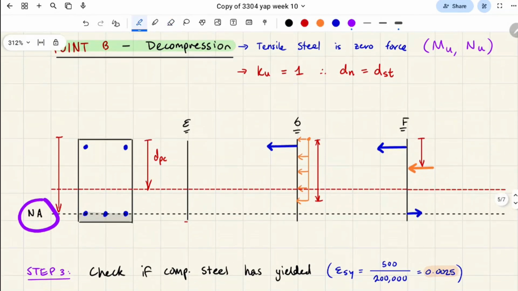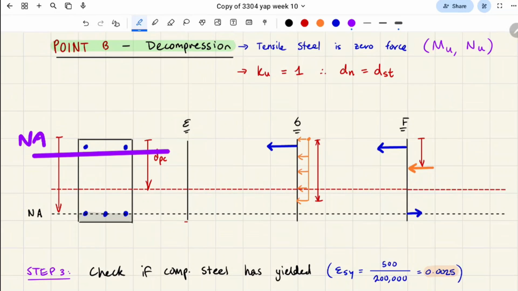Okay, Wilson, I've got a question for you. Normally the neutral axis is way up here, right? And then the strain diagram will look different. So what would the strain diagram look like for the case that we're talking about right now, where the neutral axis is way down here?